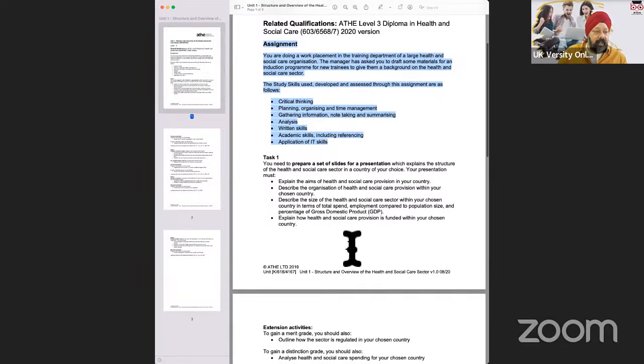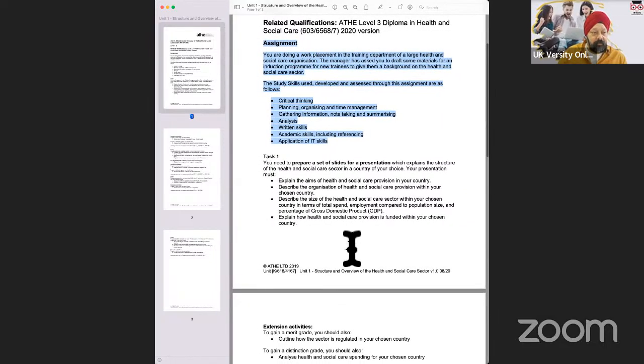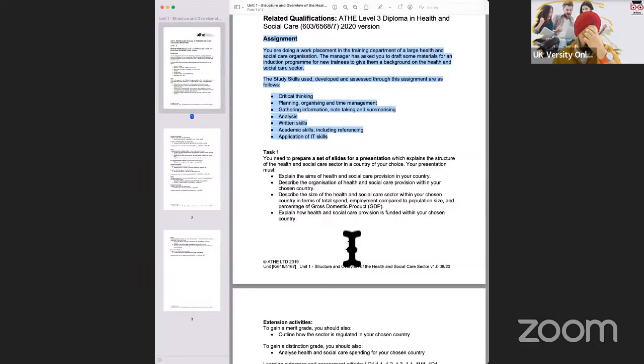So when I look at the assignment brief, I have to look at it objectively. I have to understand what the assignment is asking me to do, what evidence is being asked from me to be compiled, and you need to follow the assignment brief and create that particular evidence as per the directions given.